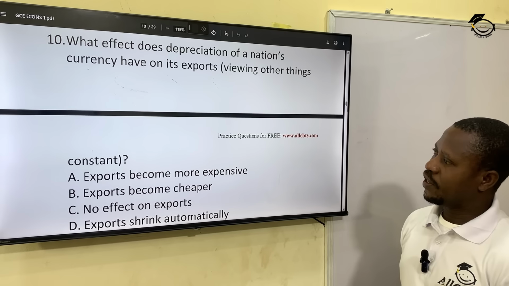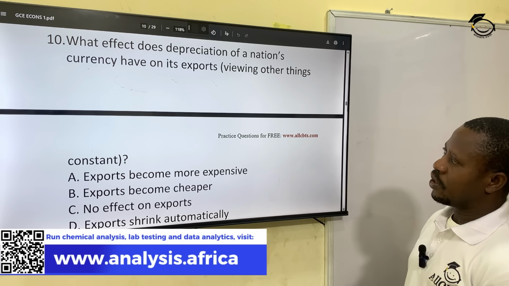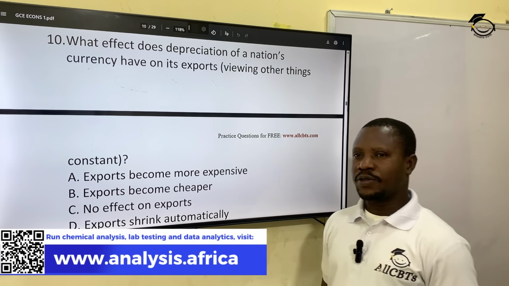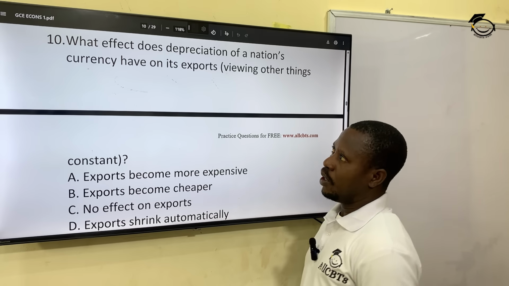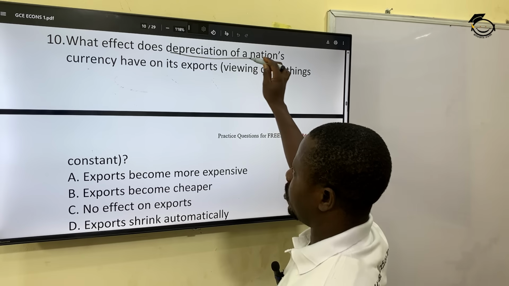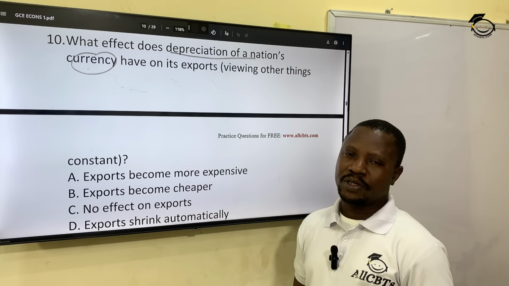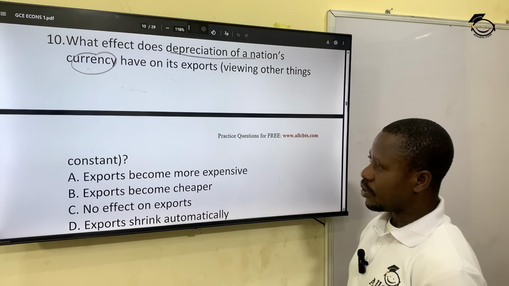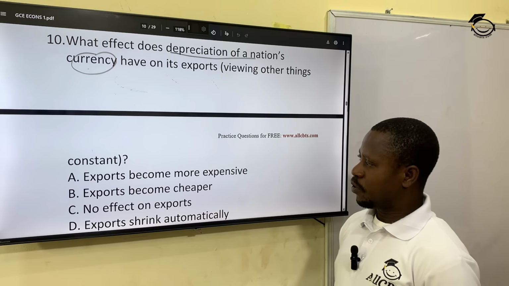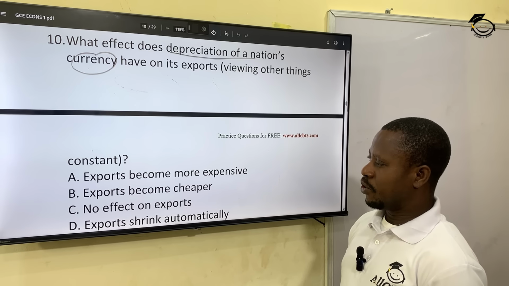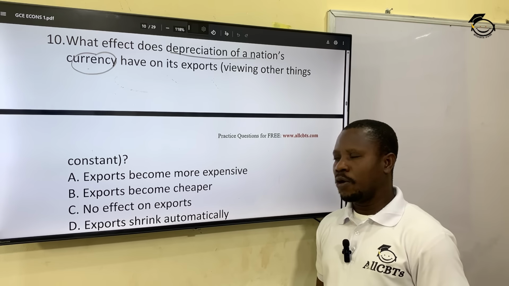D. What effect does depreciation of a nation's currency have on its exports, other things being constant? In other words, ceteris paribus. If and only if all other things being equal. So when there's depreciation, as we're experiencing in Nigeria today, of our currency, our naira, in exchange for all international currencies, like dollar, like pounds, like euro, and what have you. So what do you think will be the effect? The effect is export become more expensive, export become cheaper, no effect on export, export shrink automatically. The answer is export will become cheaper.